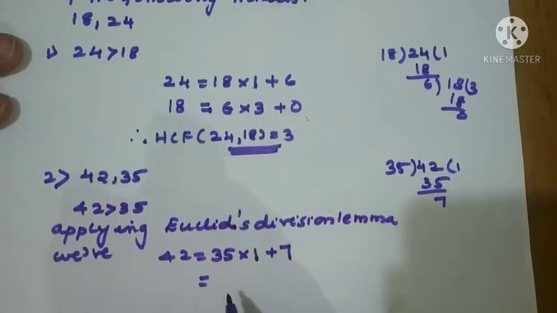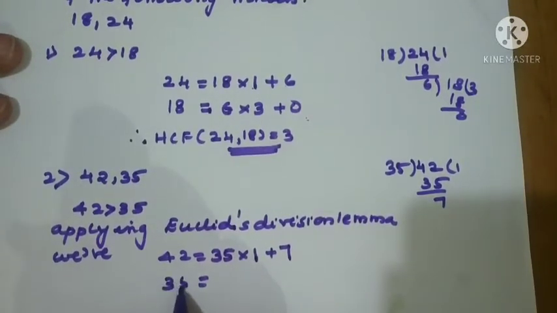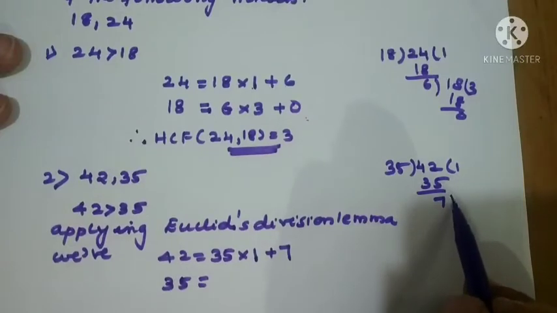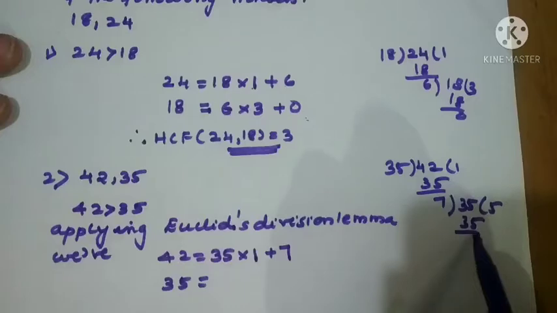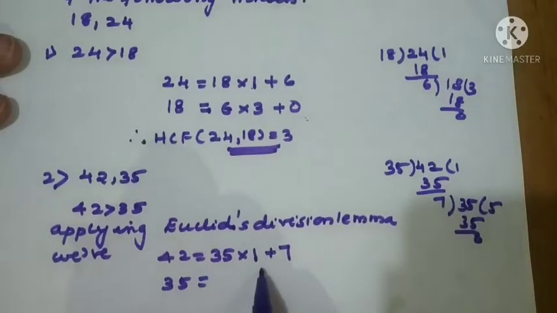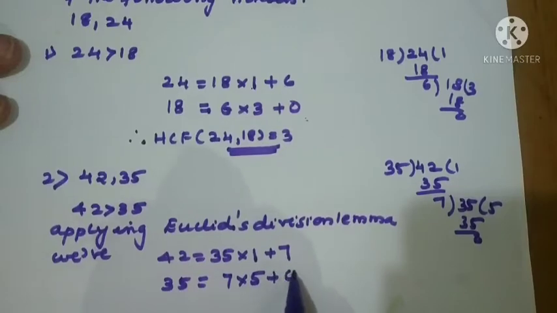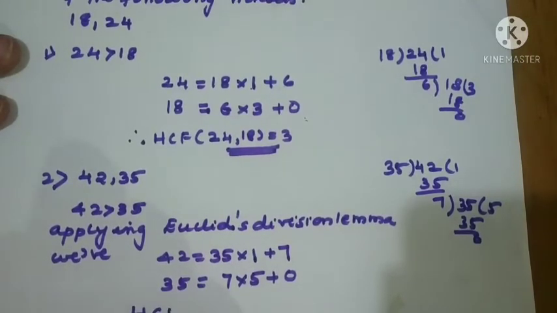What is the next dividend? The next dividend is 35. Again we can continue here: 35 equal to 7 into 5 plus 0. So 7 is the divisor, the quotient is 5 and the remainder is 0. Again the remainder is 0, so the procedure is completed. So what is the HCF? By using Euclid's division lemma, HCF of 42 and 35 is equal to 7.